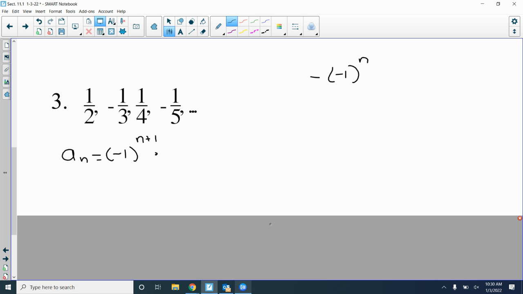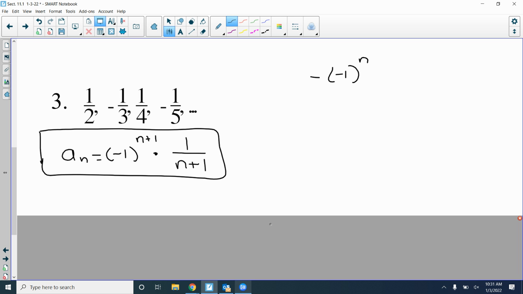So I'm going to do this times 1 over, how can I make this 2, 3, 4, 5 pattern? N plus 1. 1 over n plus 1, because when n equals 1, you'll get a positive here, and you'll get 1 over 2. When n equals 2, you'll get a negative here, and 2 plus 1 gives me 3. That's a times. General term right there.